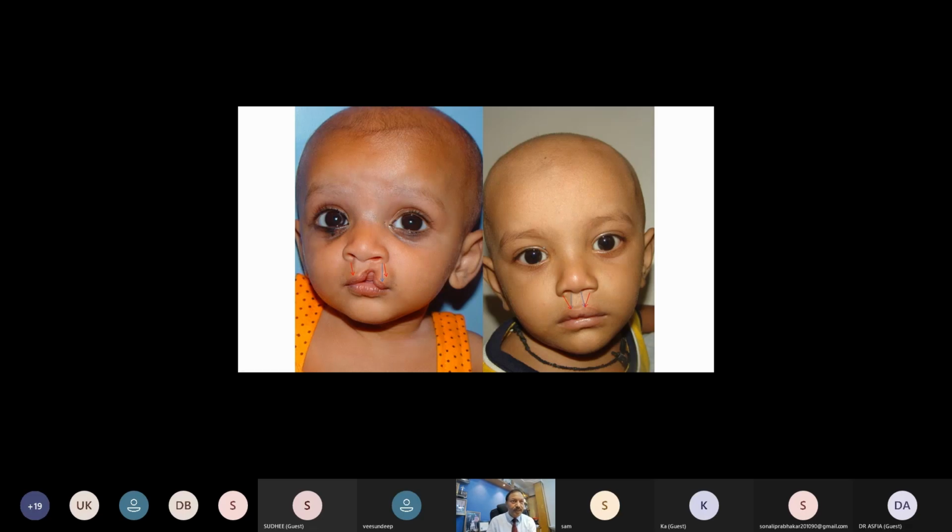So in this patient again, you can see the lip height. So the lip height is more on the cleft side or lateral side, but after surgery, it becomes equal.